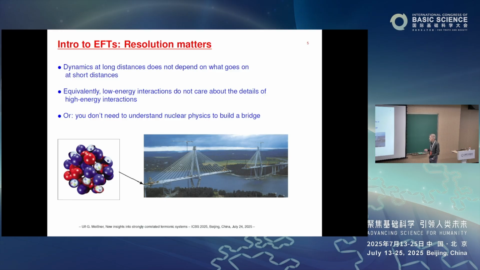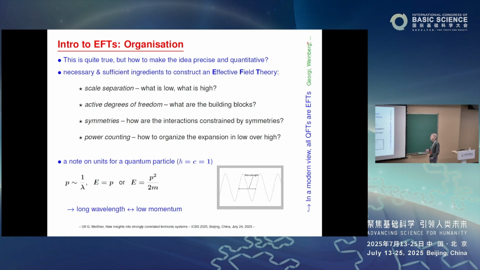Now, these are, of course, general statements which are easy to understand. So how can we make this into a precise and quantitative framework, which is called effective field theory? There are essentially four necessary and sufficient ingredients to construct an effective field theory. So first, you need scale separation. What is low and what is high? That depends on your system, but there has to be clear separation.